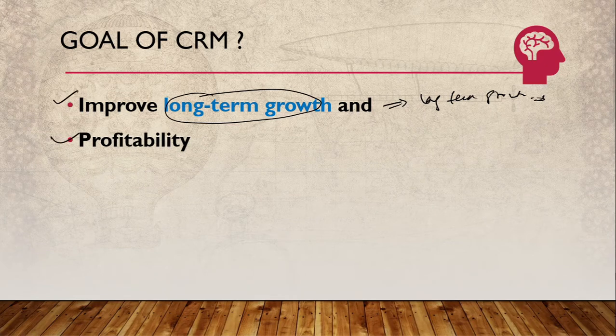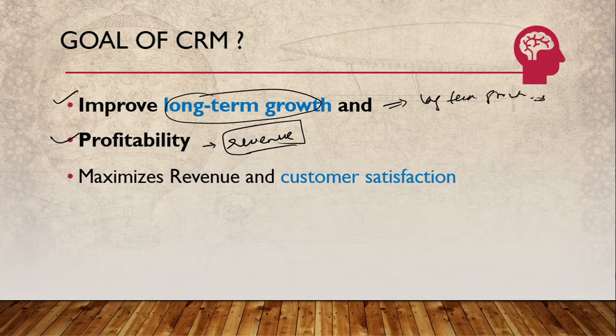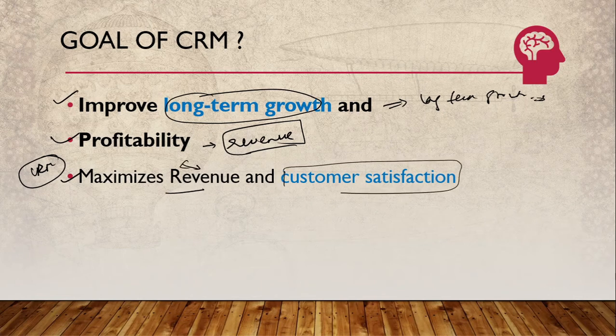Of course, any business will look for profitability so as to generate a fair share of revenue. So profitability is also one of the important goals of CRM. Once you are using CRM effectively, it will maximize the revenue, and of course the most important thing, customer satisfaction. Because once the customer is satisfied, you can retain the customer for a long time, and he will be loyal to your organization or your products. So customer satisfaction is the key in customer relation management.